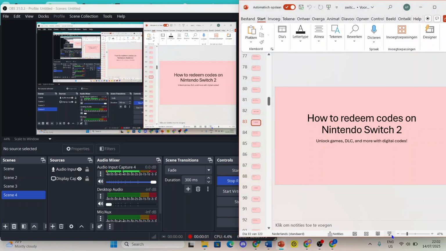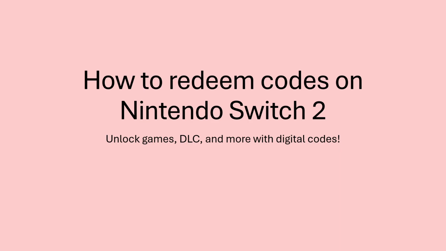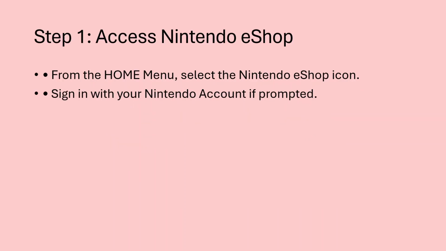In this video, I'll show you how to redeem codes on your Nintendo Switch 2. Step 1. Access the Nintendo eShop. From the home menu, select the Nintendo eShop icon. This is an orange icon. Sign in with your Nintendo account if prompted.